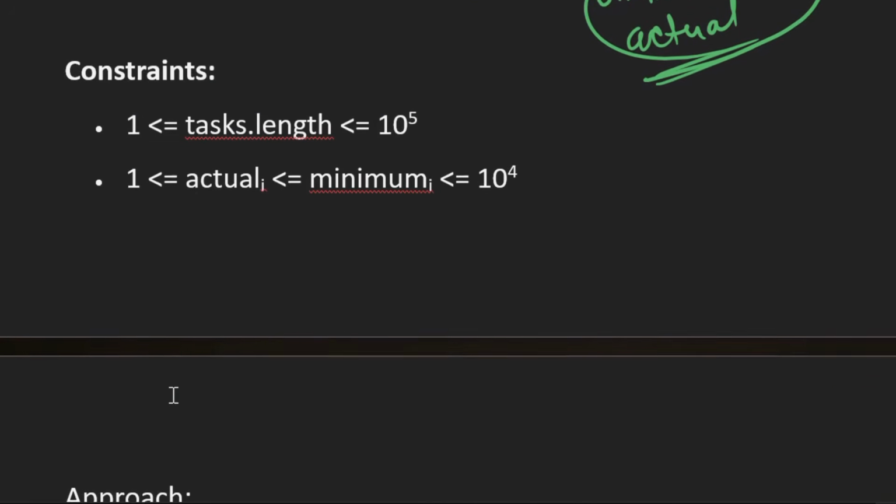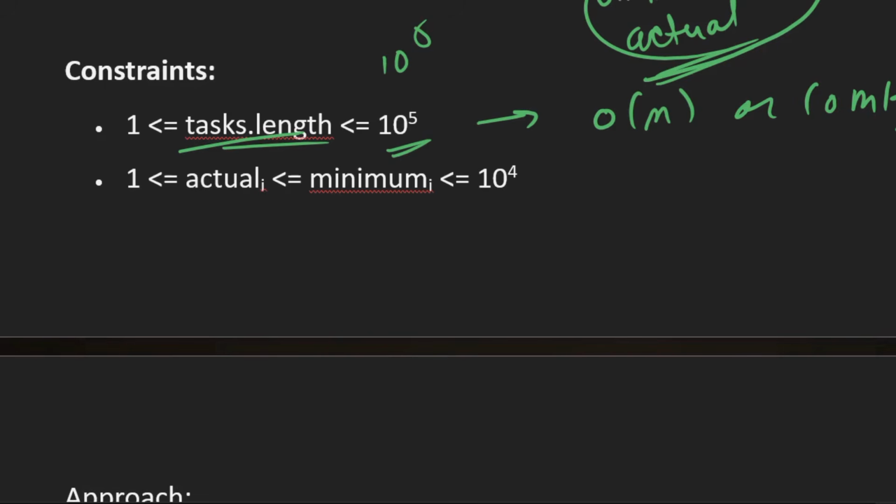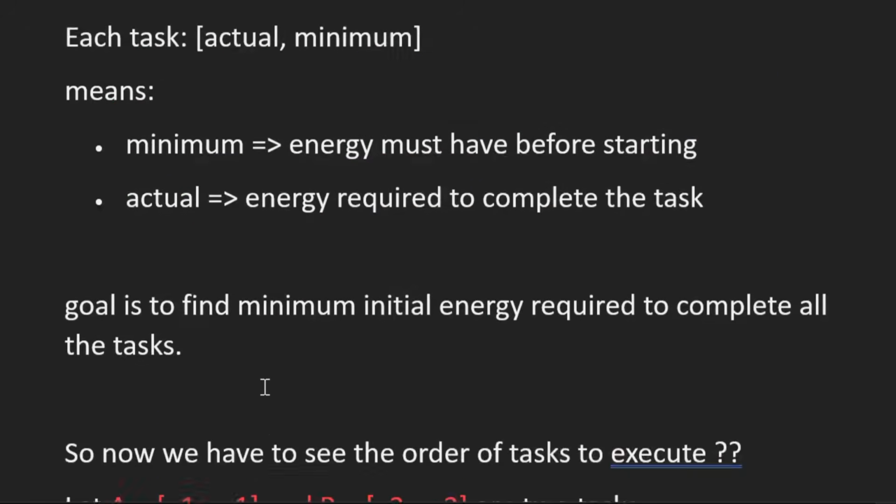Let's see the constraints. The number of tasks can be up to 10^5, right? So we have to think of a solution of either O(n) or O(n log n), because our array length is up to 10^5, and also actual and minimum values can be up to 10^4, right? So let's see the approach.